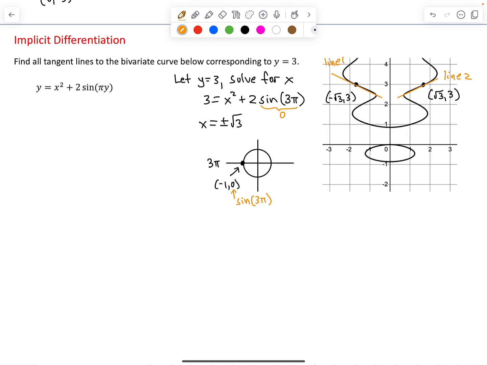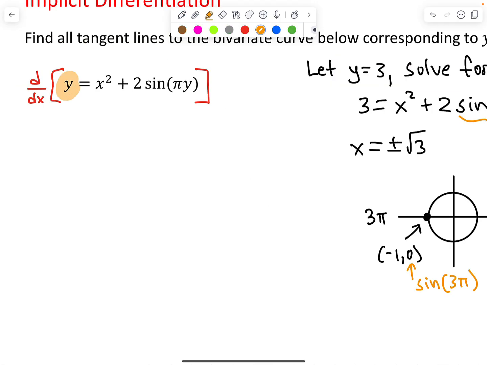And now we have to find the slopes of these lines. So we'll use implicit differentiation. We'll differentiate both sides of the equation. I'll just put the entire equation in brackets and say we are going to find the derivative with respect to x. So the derivative of y with respect to x is simply y prime. Derivative of x squared will be 2x using the power rule.